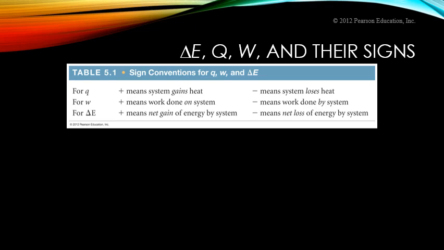For W, if I have a positive W, that means that work is being done on the system. So again, getting smaller for the volume. If it's a negative, then that means that work is being done by the system, and so the volume will be getting larger. For delta E, if I have a positive delta E, then that means that I have a net gain of energy by the system, and if I have a negative sign for delta E, that means that I have a net loss of energy by the system.